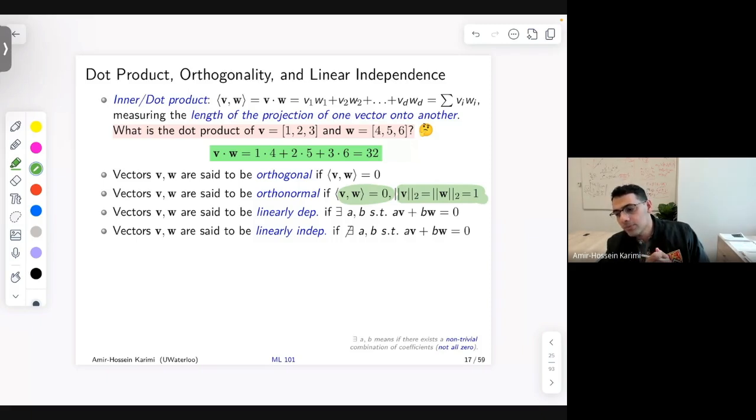But an intermediary step is linear dependence and linear independence. So what is linear dependence? Linear dependence means that there exist non-trivial a and b such that taking a linear combination of the two vectors, that means a times v plus b times w, scaling each of the vectors and then adding them up, comes out to 0. If there exists such a non-trivial combination of a and b that gives us this, that means that the two vectors are linearly dependent. If there does not exist such a combination over all possible a's and b's, that means that the vectors are linearly independent.